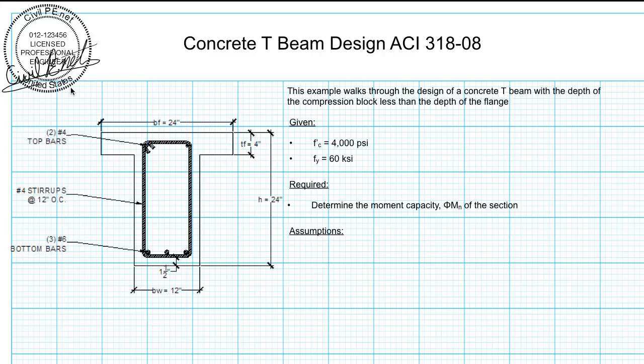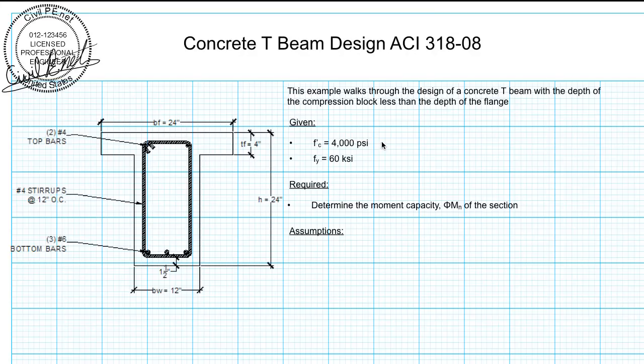So what we have is a concrete T-beam. The width of the flange is 24 inches. The depth of the flange is 4 inches. The overall height of this beam is 24 inches, and the width of the web is 12 inches. This beam is reinforced with 3 number 6 bottom bars. It's got 2 number 4 top bars and number 4 stirrups at 12 inches on center.